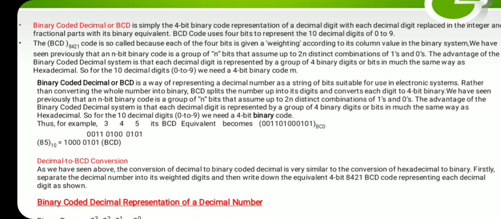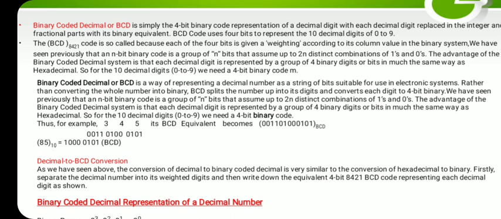We know that a decimal digit is a number from 0 to 9, so totally there are 10 digits. Which means each digit from 0 to 9 we can represent by 4-bit binary, with weights assigned column-wise from 2 raised to 0 to 2 raised to 3. But after 9, the numbers with two digits like 10, 11, 12 are invalid. Though we have 16 combinations because of the 4-bit code, those after 9 are invalid.